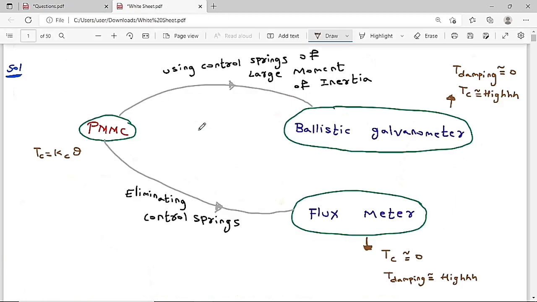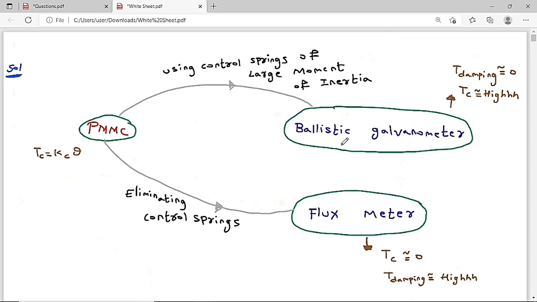Let me explain the meaning of the ballistic galvanometer as well as the flux meter. A ballistic galvanometer is a device used to measure the current in a closed circuit, and it works on the principle of the Lorentz force law. In the ballistic galvanometer, the controlling torque should be very, very high, whereas the damping torque should be very small, nearly equal to zero.